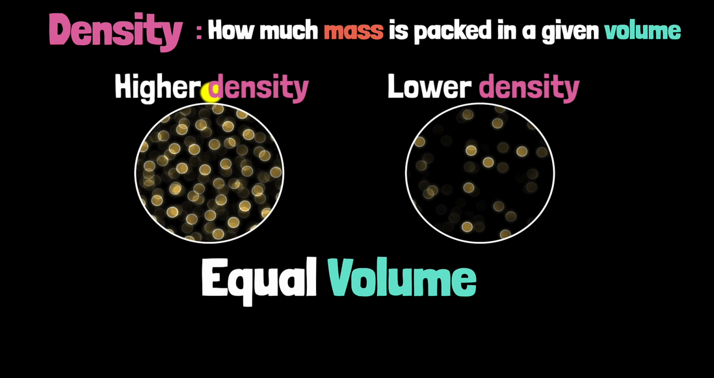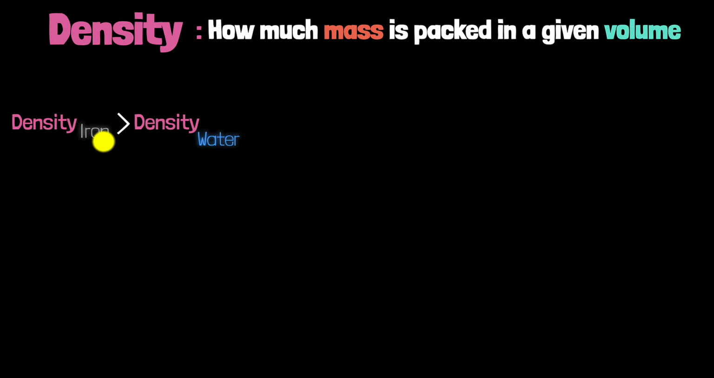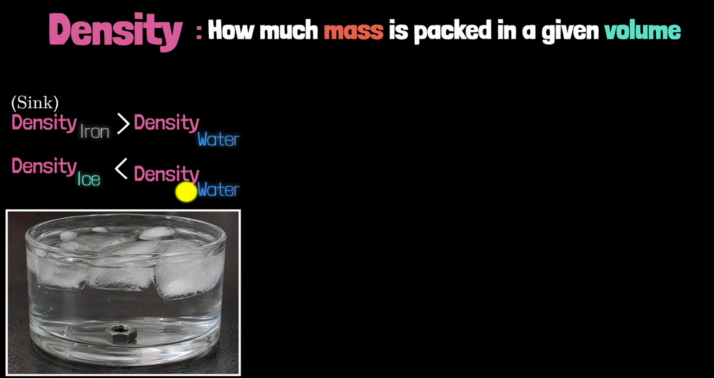But why care about density? What can we do with this knowledge? Well, a cool thing is we can predict whether something is going to float or sink. For example, the density of iron is higher than that of water. That's why if you take a nut or a bolt, which is mostly made of iron, and put it in water, it will sink. But look at ice. It floats. Why? Because the density of ice is lower than that of water.